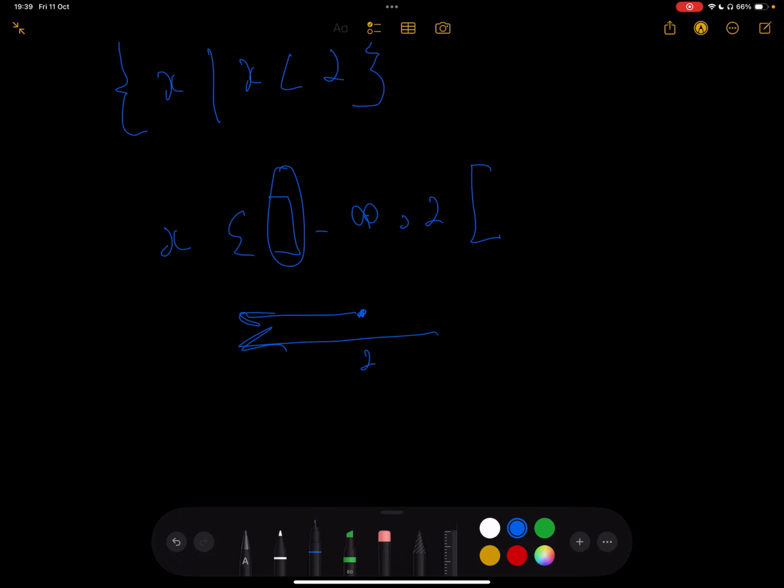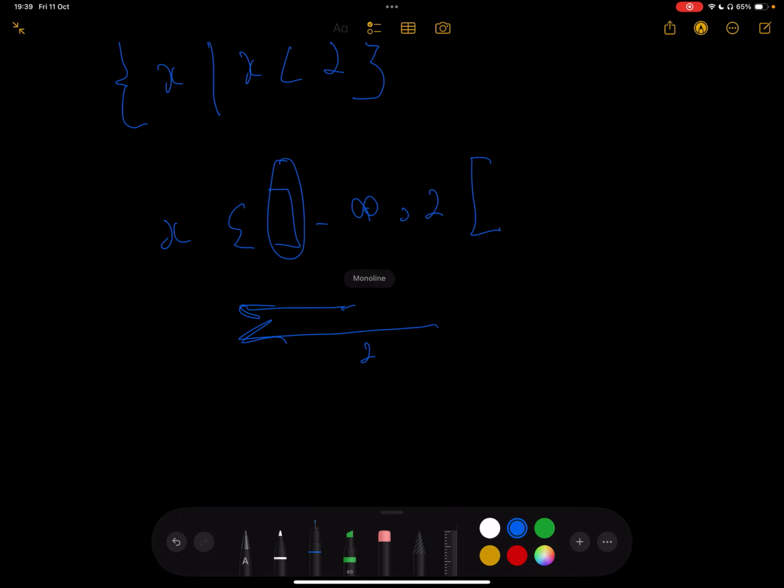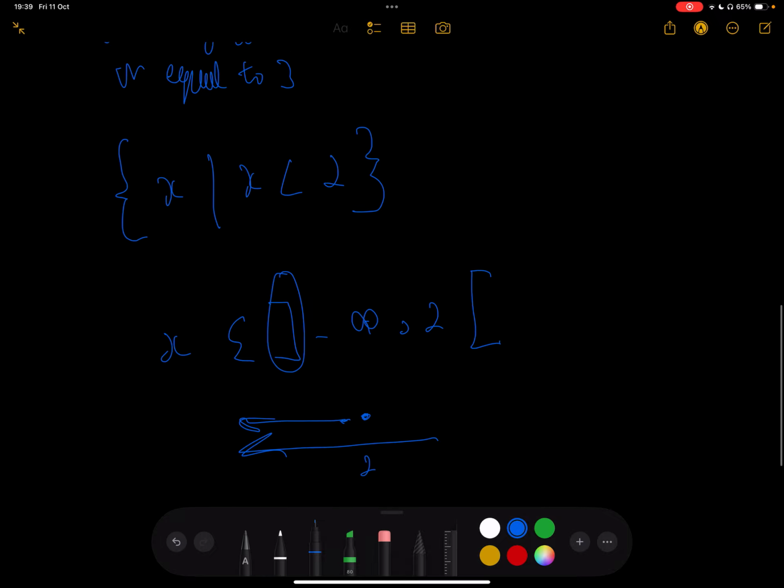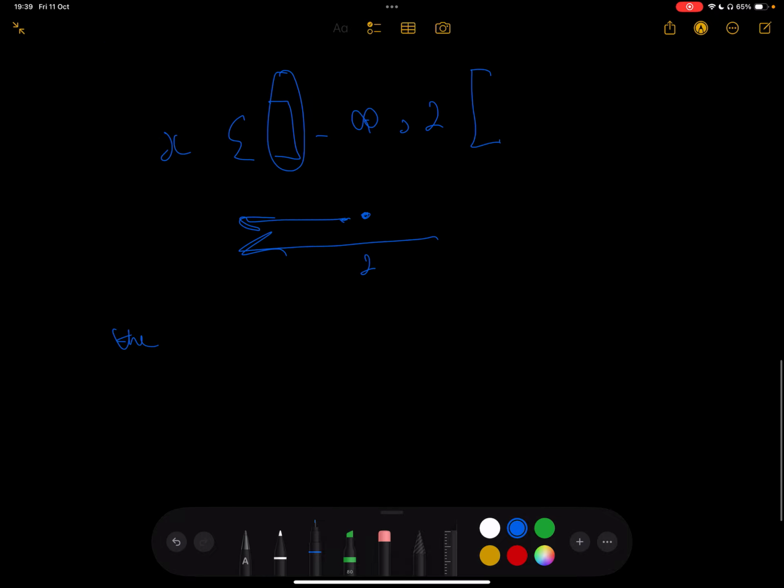You can see that this dot is filled. This means that x can take the value of this. If it was a hollow dot, x cannot take the value of 2. So we have a dot. So what does this mean? What does this exactly mean? It means the set of all x such that x is less than 2.